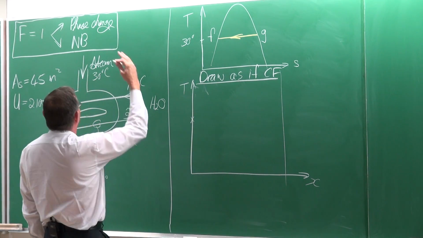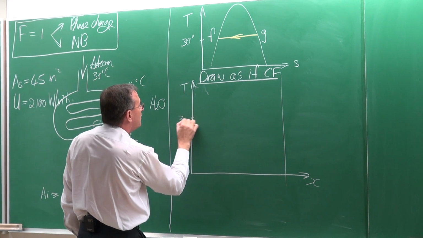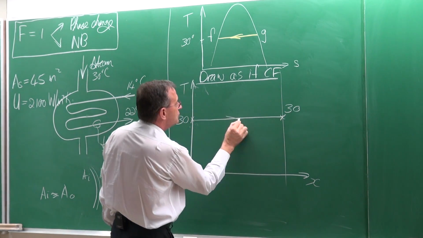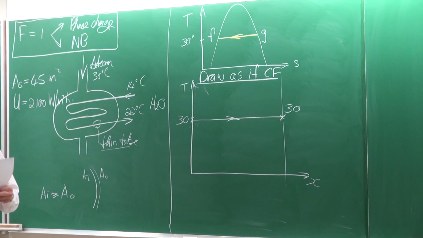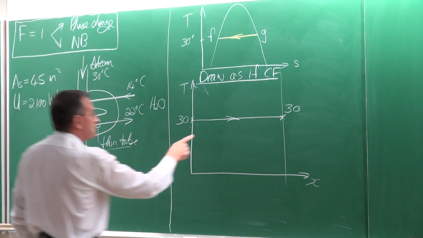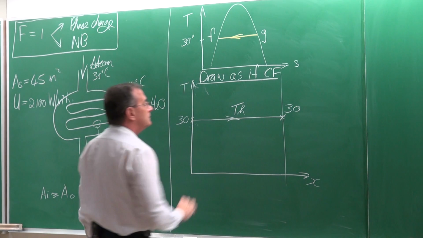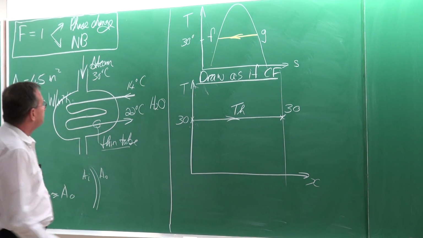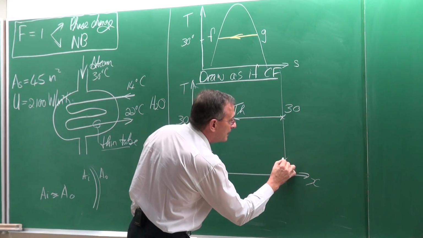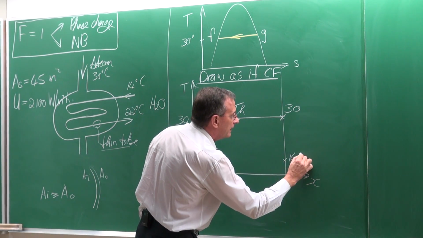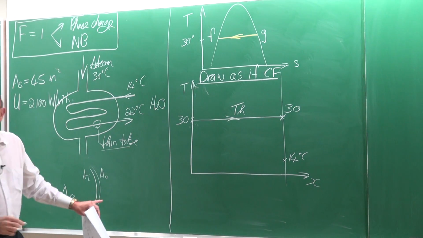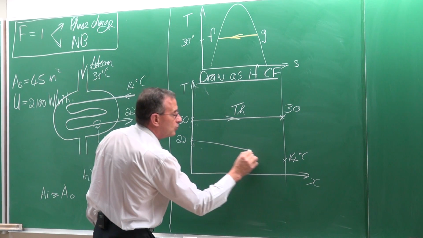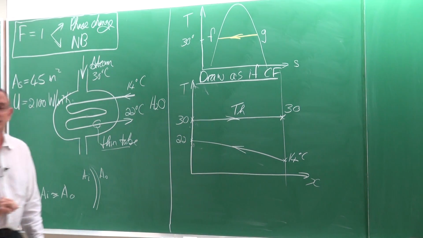So let's start on the hot side. The hot side is 30 in and out. And let me choose it like that, it doesn't matter. So that would be the hot side. Condensation, okay. Then we've got counterflow, take note, inlet temperature is 14, okay, and outlet temperature is 22. There is 22, so therefore something like that.